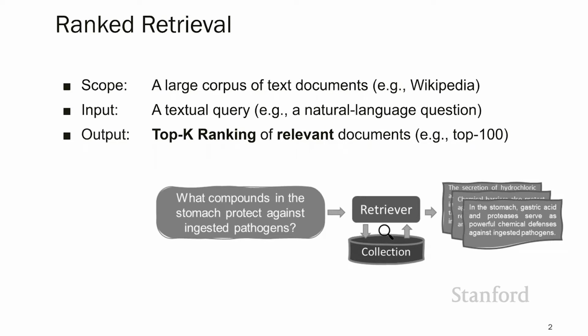Online, though, we will receive a query from the users, which could be a natural language question written in English, for example. The goal of our ranked retrieval system will be to output a top K list of documents sorted in decreasing order of relevance to the information need that the user expressed in the query. So this might be the top 10 or the top 100 results.